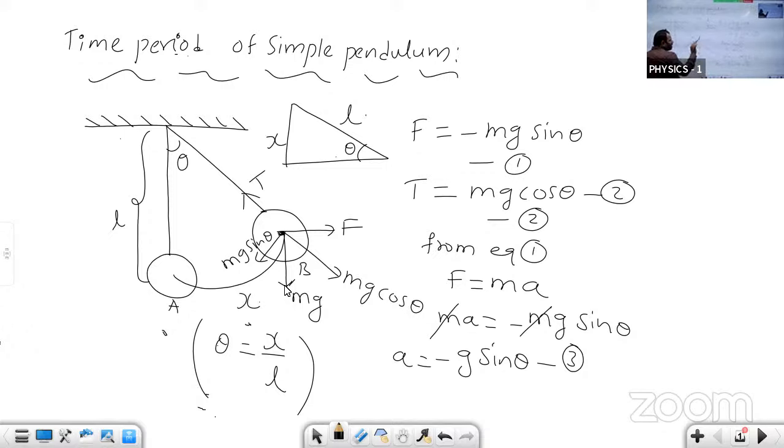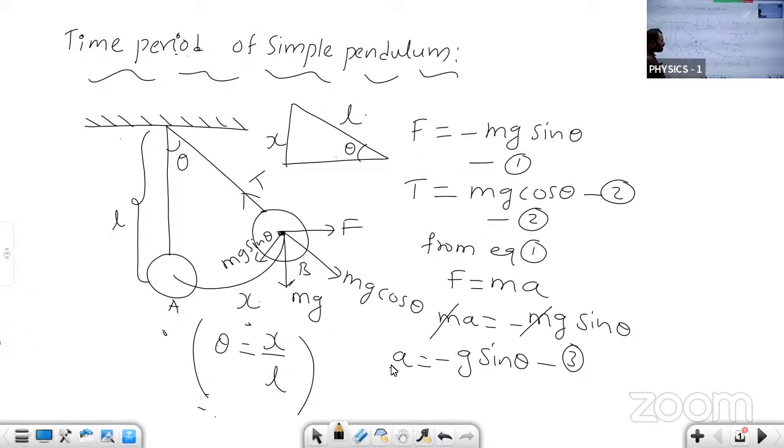The directions are opposite. That's why one value is plus and one value is minus. Here minus indicates opposite direction. Tension T balances with mg cos theta. From equation 1, F equals minus mg sin theta. On the left side, F is equal to MA, the ordinary force formula. M cancels. A equals minus g into sin theta. Acceleration equals g into sin theta.